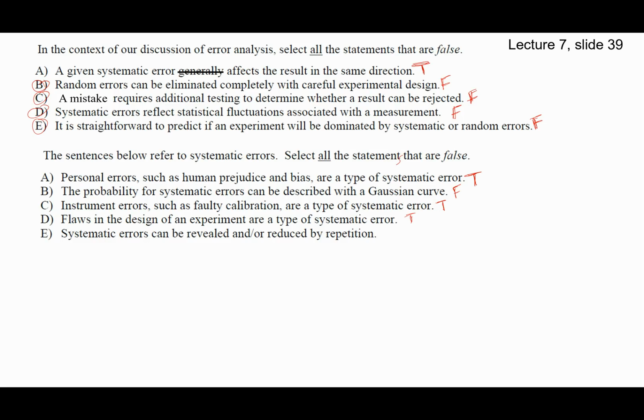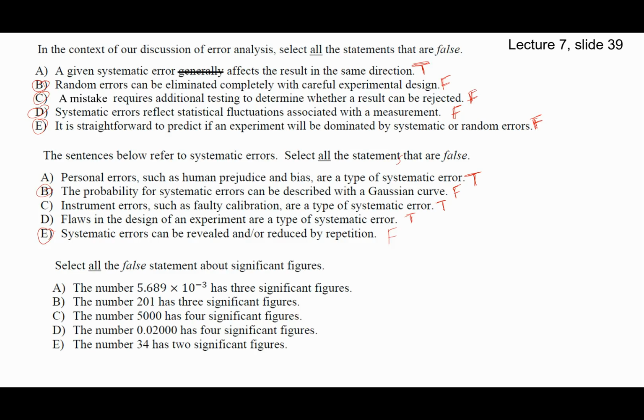Not a problem. Does it mean it's always that way? No, but usually flaws will cause both types of error. And then finally, systematic errors can be revealed or reduced by repetition. No, doesn't matter how many times you measure something with a short measuring stick, it'll always be wrong, right? So our false answers are B and E.